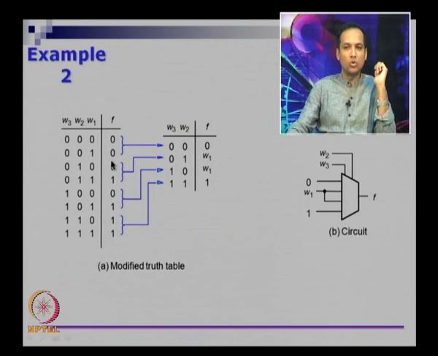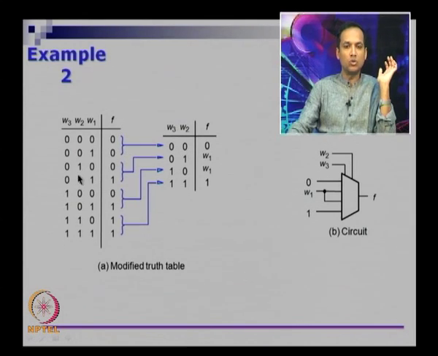So I am going to take 2 rows at a time. Let us take these 2 rows. In these 2 rows W3 and W2 are 0, so that is what we have here, and if you look, f is 0 independent of W1. When W1 is 0, f is 0, when W1 is 1, f is still 0. So no matter what W1 is, f is 0, I will write that here. This is independent of W1 when the input is 0 0.